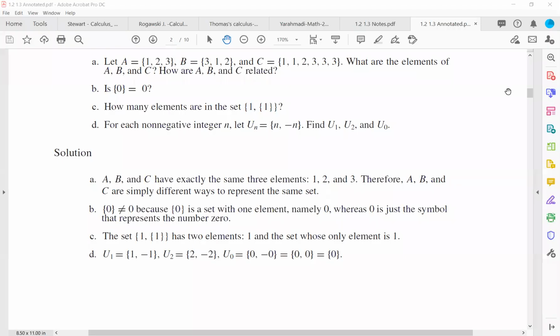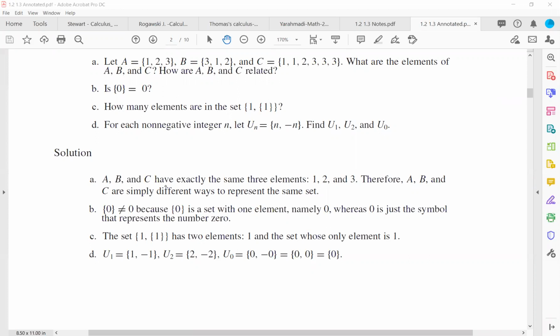Very well. So sets A, B, and C are exactly the same. Why is that? Set A includes 1, 2, 3. Set B, okay, here you see a change in order, but it doesn't matter since it's a set including some elements. You can write 1 first, then 2, then 3. These two sets are exactly the same.